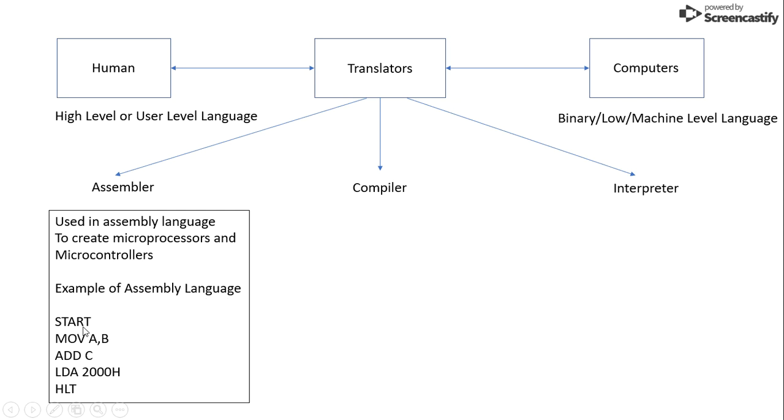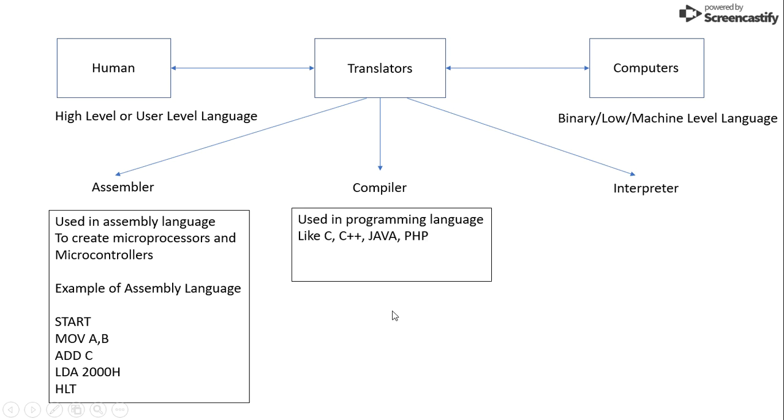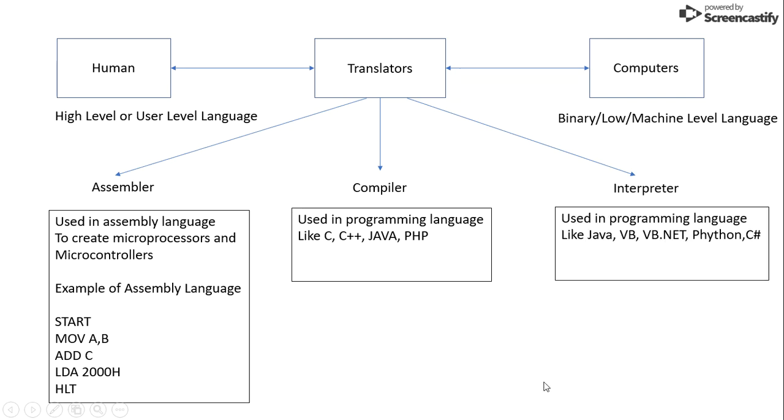An assembly language looks like this: start, move the contents of B register into A register, add the contents of A register with C, HLT represents the halt, and so on. A compiler is used in programming languages like C, C++, Java, and PHP, whereas an interpreter is used in programming languages like Java, VB, VB.NET, Python, and C Sharp.